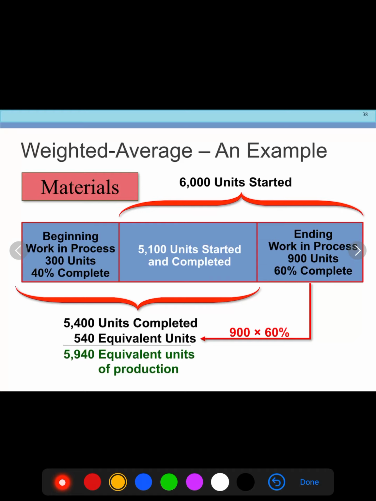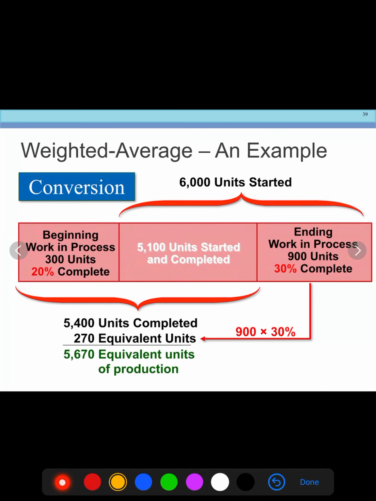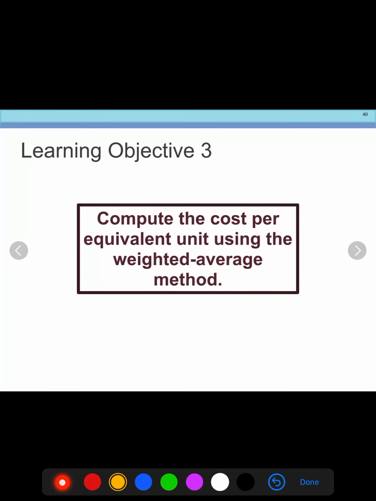So here, this is just an illustration. Again, even if it is 40% completed, we follow the weighted average. We disregard that. We consider it as 100% completed for the month of June. In terms of conversion, again, disregard this because it is considered to be 100% completed for the month of June.